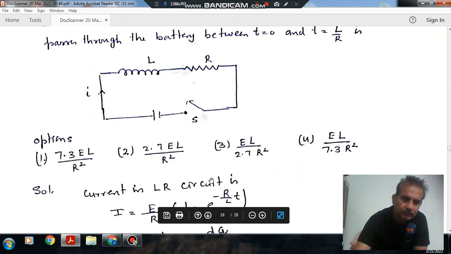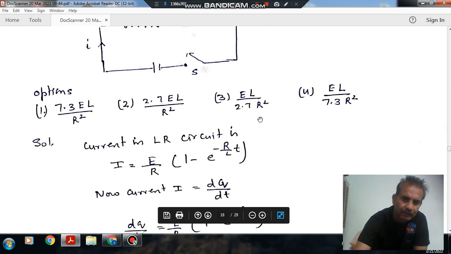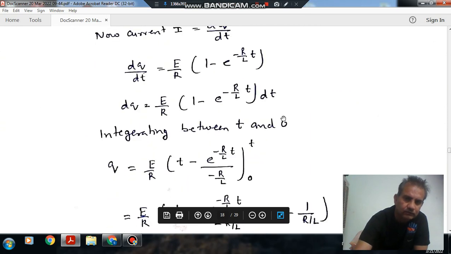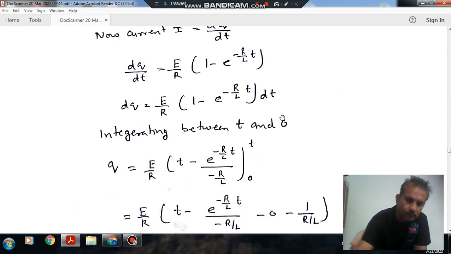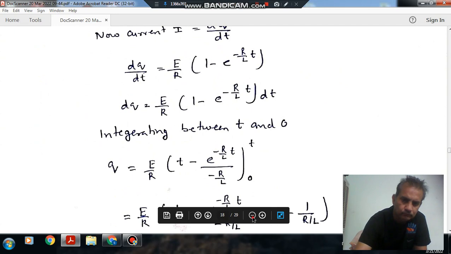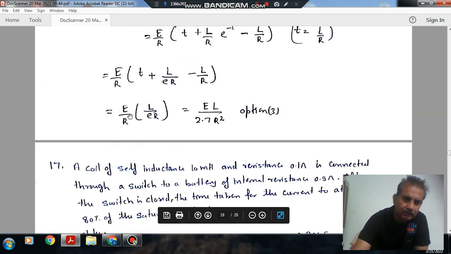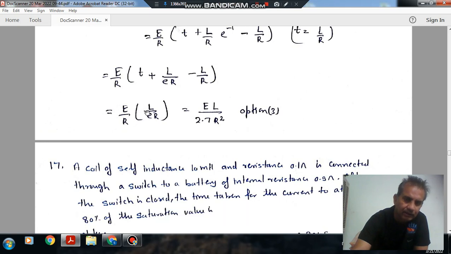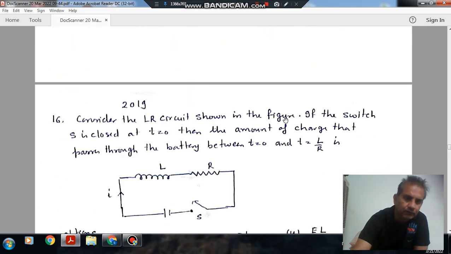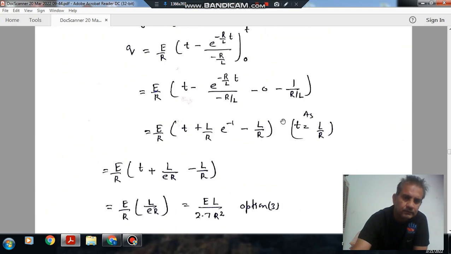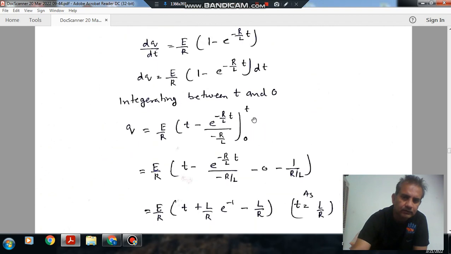So the answer is EL by 2.7 R square. Same question. The last expression is E L by E R square, putting the value of E, that is 2.7, gives option 3. So refer to the previous video. Okay, so the answer is option 3.